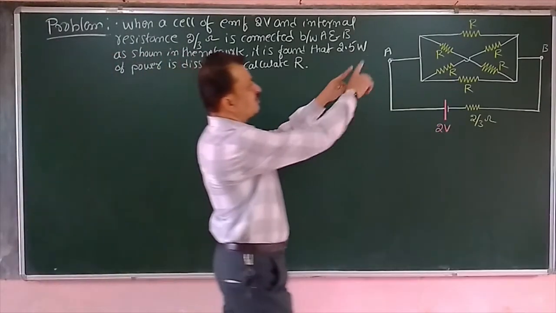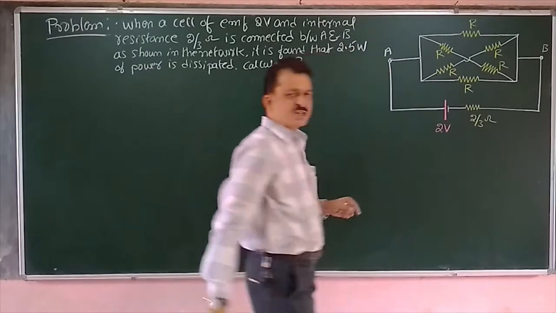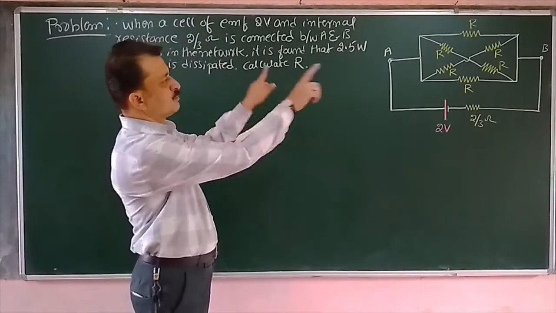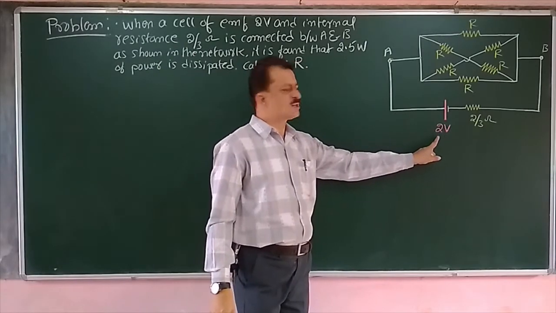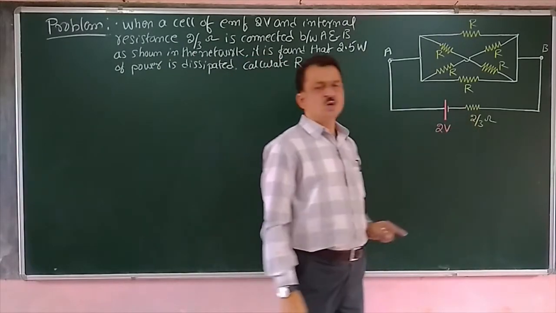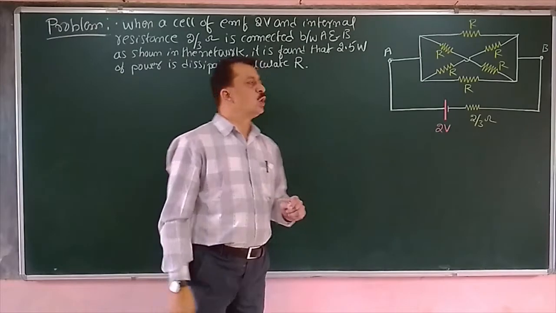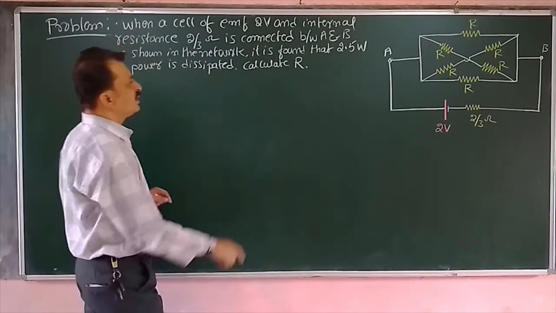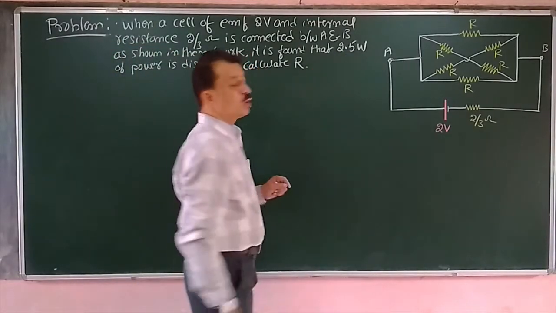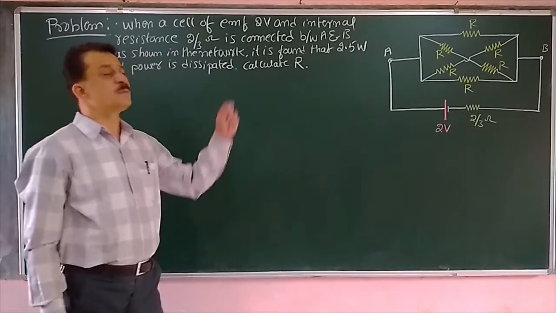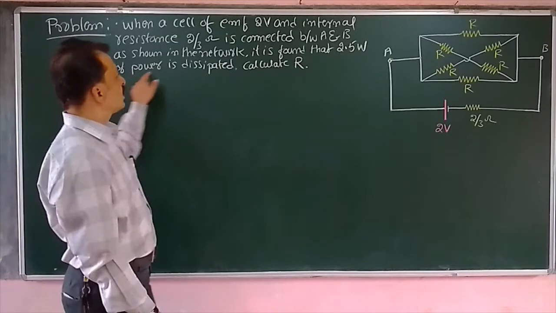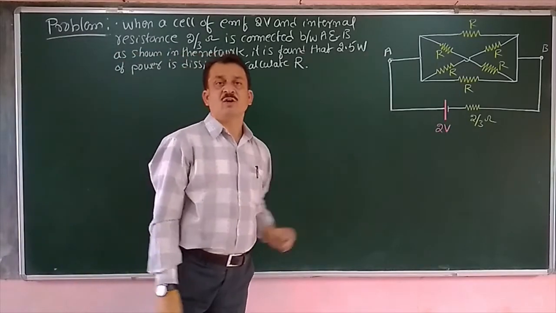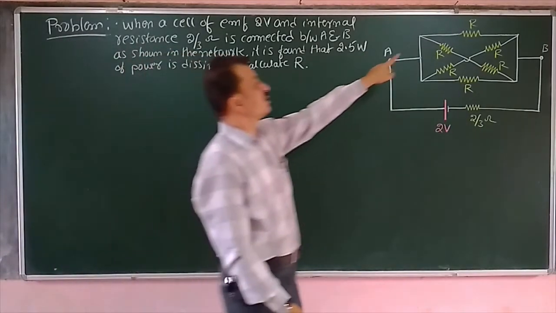They have given a network of 6 resistors across the terminals A and B, across which a battery of EMF 2 volts and internal resistance 2/3 ohms is connected. When this is connected, a total power of 2.5 watt is dissipated in the network. If that is the case, then we have to calculate what is the value of each resistor here.